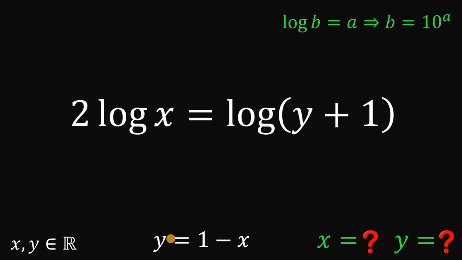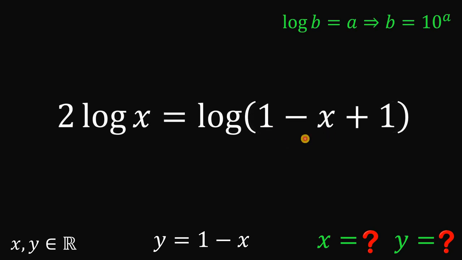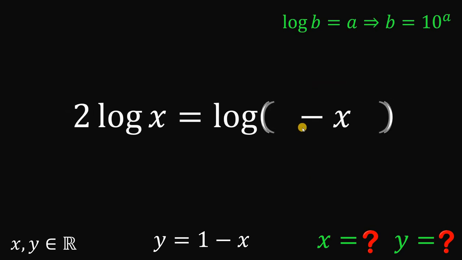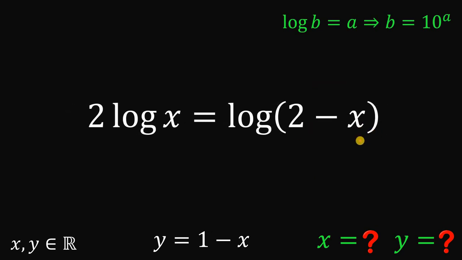Why do we do that? Because we now have the value for y, and we have y here, so we can replace this y with 1 minus x, like this. So, this 1 minus x right here is just y. Alright, now let's simplify. 1 minus x plus 1, 1 plus 1, if we add this, we get a value of 2. So, 2 minus x.